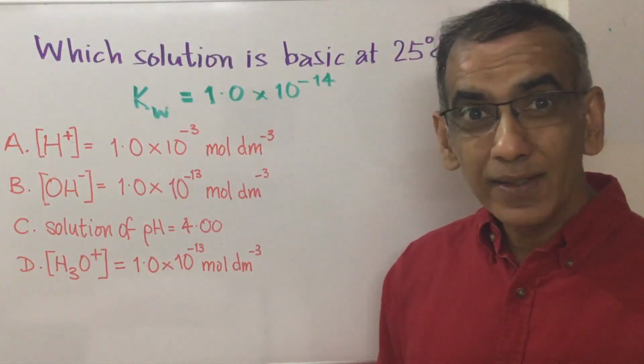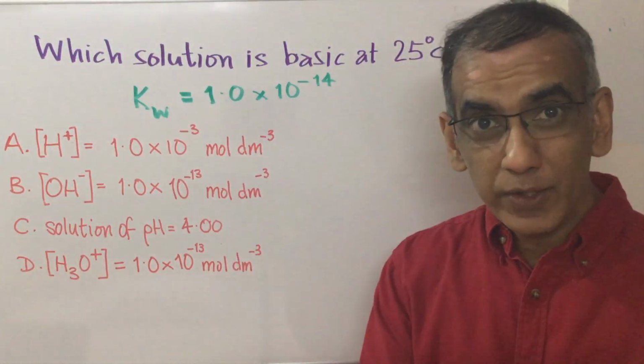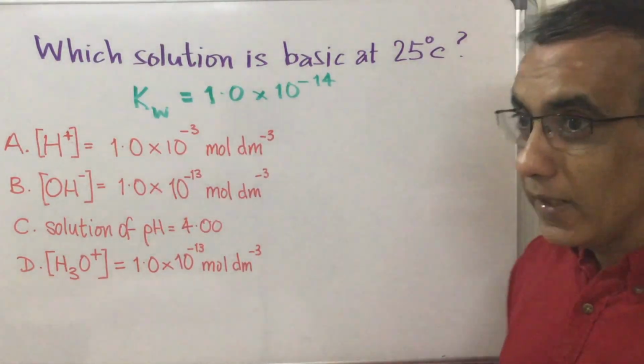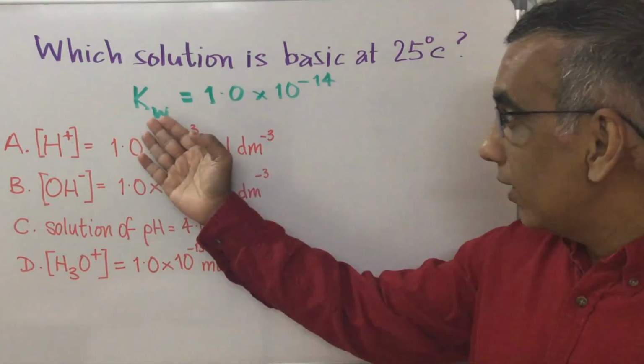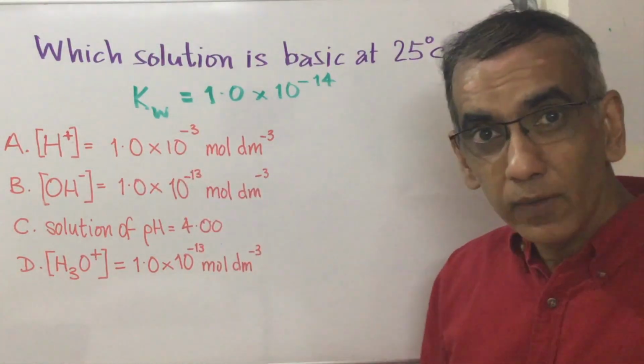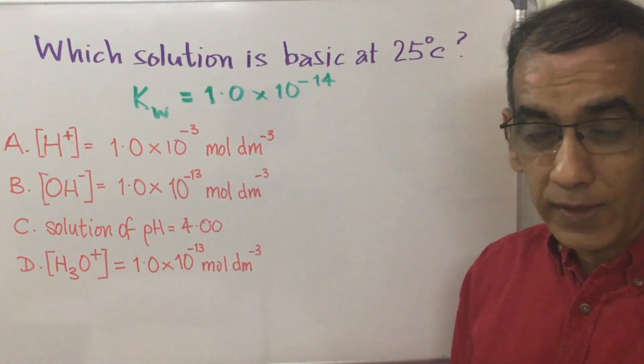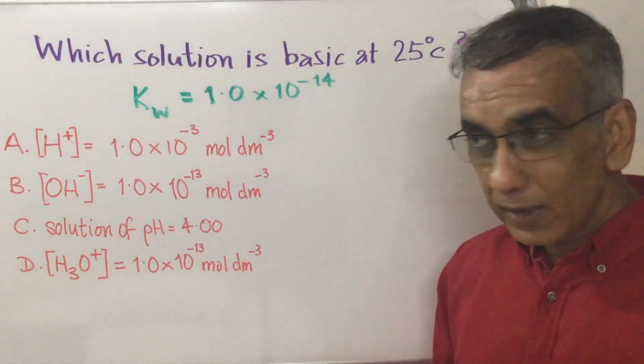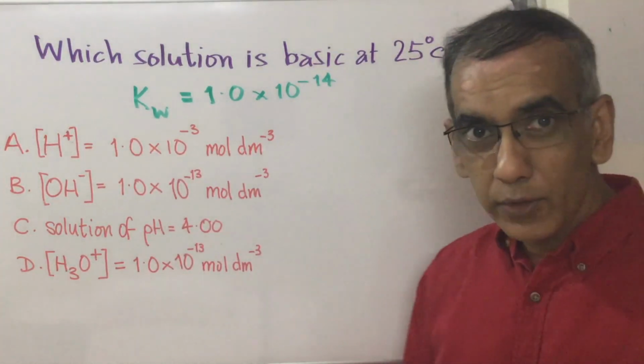Hello and welcome again as we look at yet another multiple choice question for IB Chemistry. Which solution is basic at 25 degrees Celsius? And here you have this equation: Kw, the ionic product for water at 25 degrees Celsius, equals 1.0 by 10 to the negative 14. And you've got these four choices.